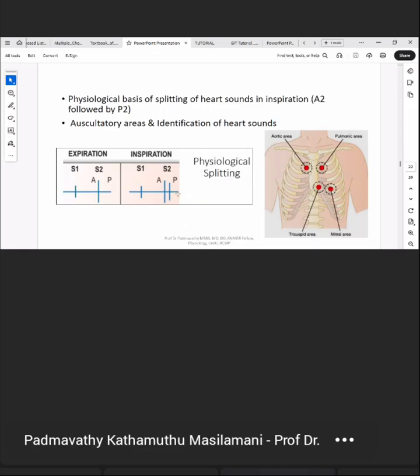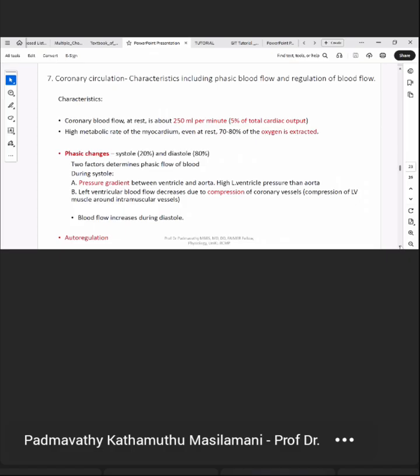The pulmonary valve takes a longer time to close because of the increased filling of the right ventricle during inspiration, because the venous return is more during inspiration because of negative intrathoracic pressure. So the explanation you should do. Okay. So the coronary circulation, not much, because I think we have already asked.